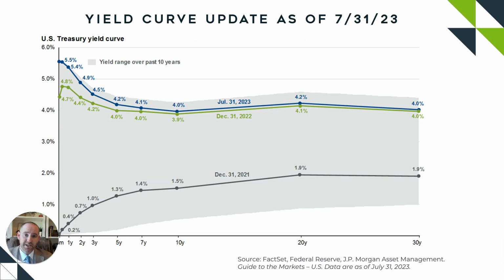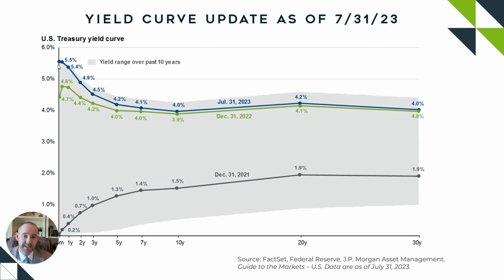This first slide, we're looking at the yield curve. A yield curve is essentially a breakdown of what interest rates look like when you're going from 0 months all the way out to 30 years. And what we're looking at here is that this gray line is where interest rates were at the end of '21, the green line is '22, and the blue line is where we were at the end of July '23.